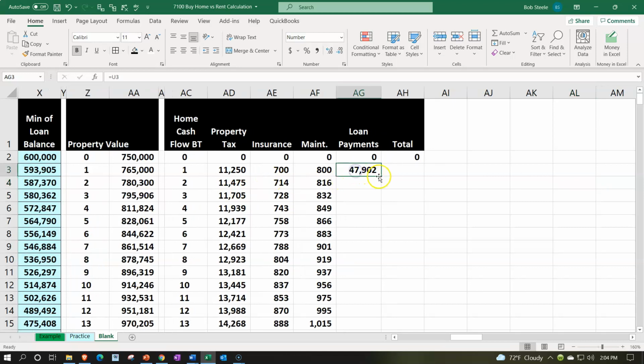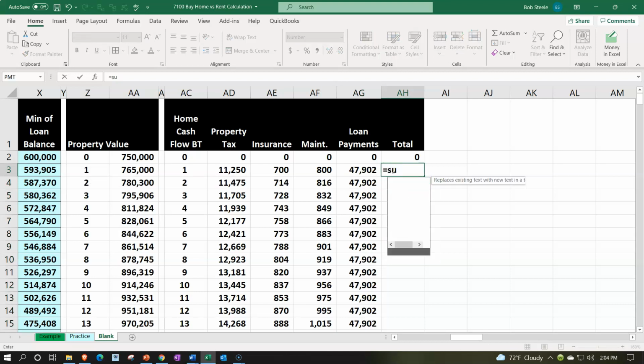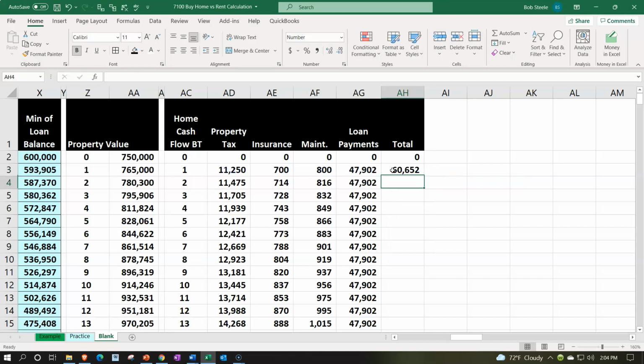So we're going to copy that down. That's going to be the same all the way down, although the breakout between interest and principal will differ, which will have an impact on the ending loan balance. But we're talking here about cash flow. So we're talking payments, which are the same. So let's sum this up then. We're going to equal the SUM of these cash flows without considering taxes. And we'll just copy that down.